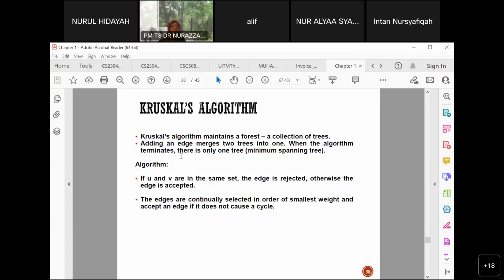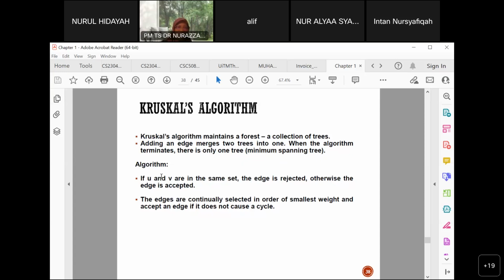Okay, so actually Kruskal algorithm maintain a forest. What is a forest? Is a collection of trees. So meaning dalam graph tu dia ada banyak sub tree lah, sub graph sebenarnya. So adding the edge merges two trees into one. So when the algorithm terminates, there is only one tree. One tree that connect all the vertices and with a minimum weightage.